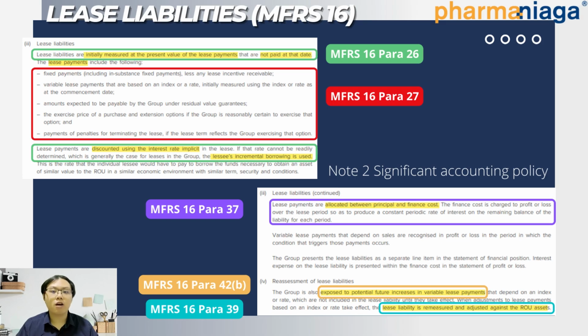For subsequent measurement, Pharma Niaga allocates lease payments between principal and finance costs, as finance cost is charged to profit and loss over the lease period to produce a constant periodic rate of interest on the remaining balance of the liability for each period. Looking at the reassessment of lease liabilities, Pharma Niaga is exposed to potential future increases in variable lease payments that depend on an index or rate, which is recorded under Para 42b. When the adjustment of lease payments based on an index or rate takes effect, the liabilities are remeasured and adjusted against the right of use asset, which is recorded under Para 39.